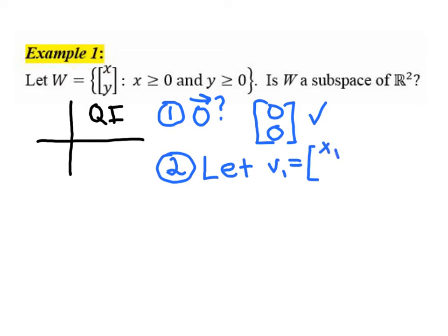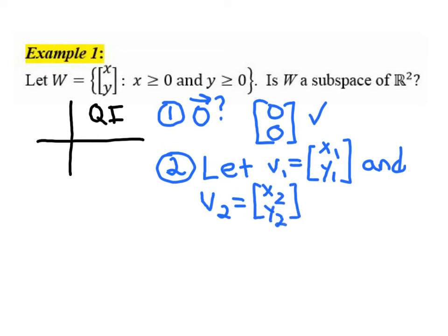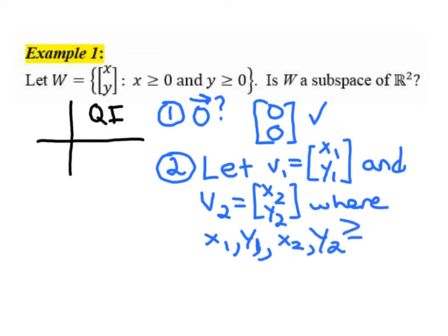I'll call this v1 equal to (x1, y1), and we can let v2 equal (x2, y2), where x1, y1, x2, y2 are all greater than or equal to 0. Because we want both of those vectors, v1 and v2, to belong to W, the entries all need to be greater than or equal to 0 because of this condition here.